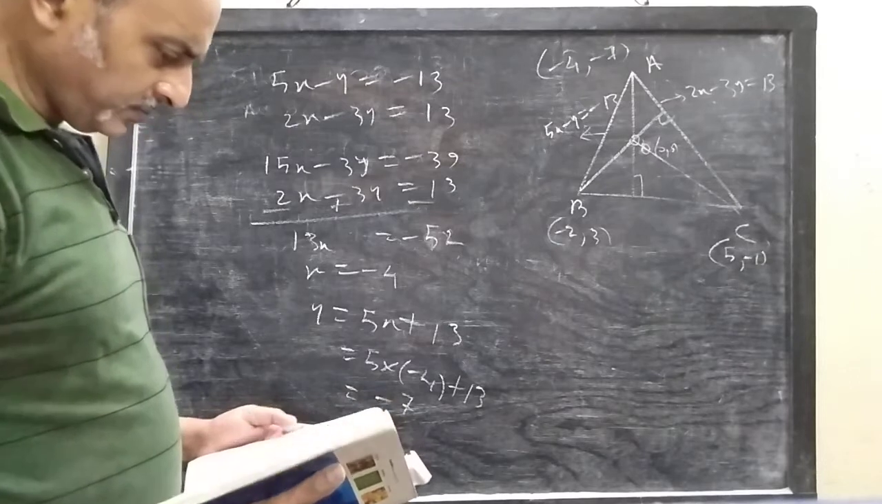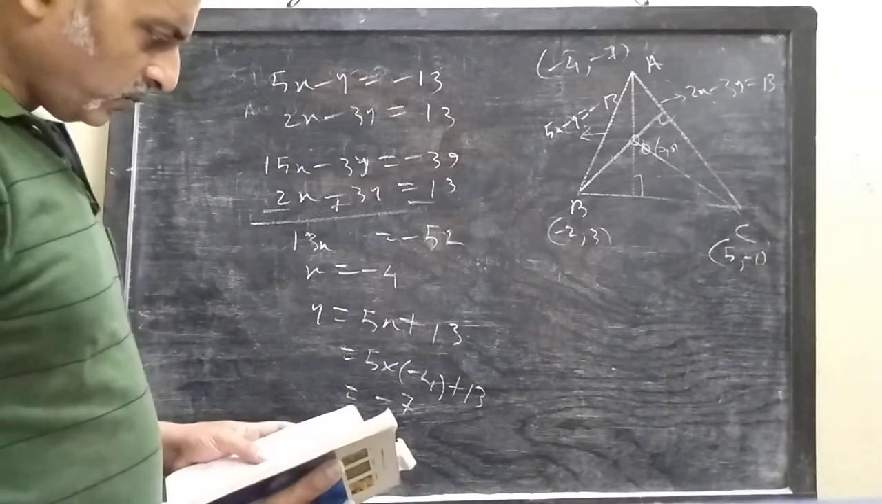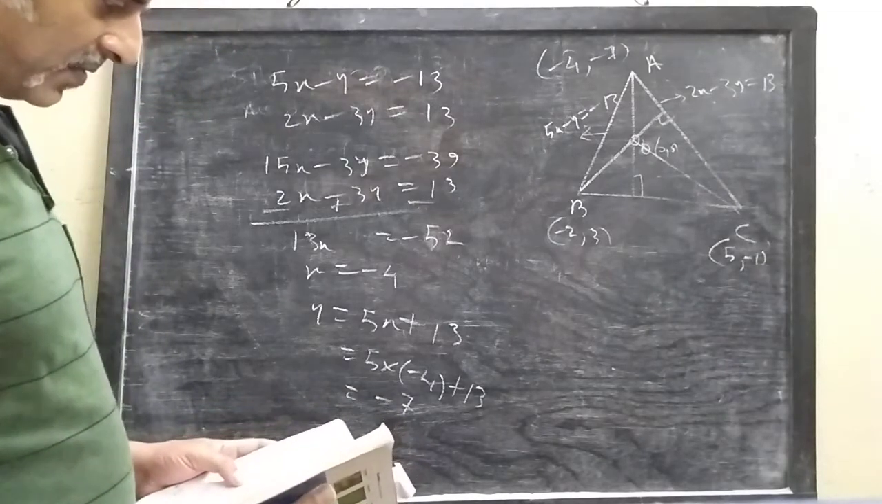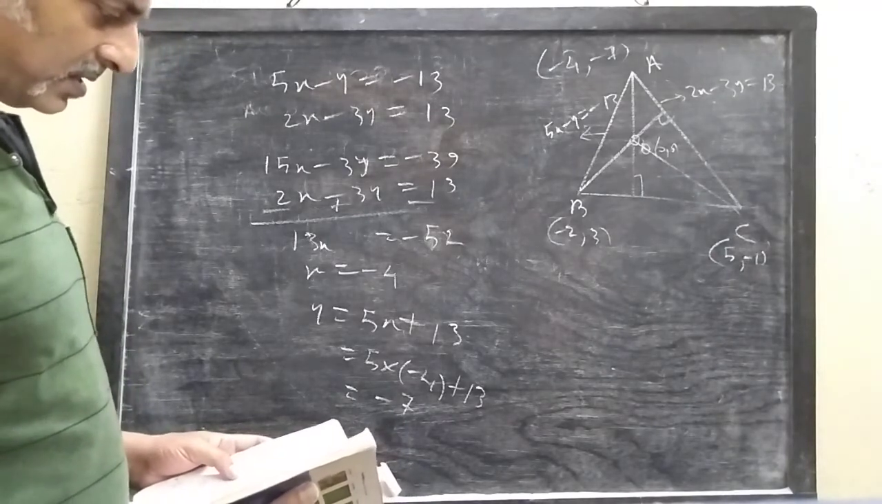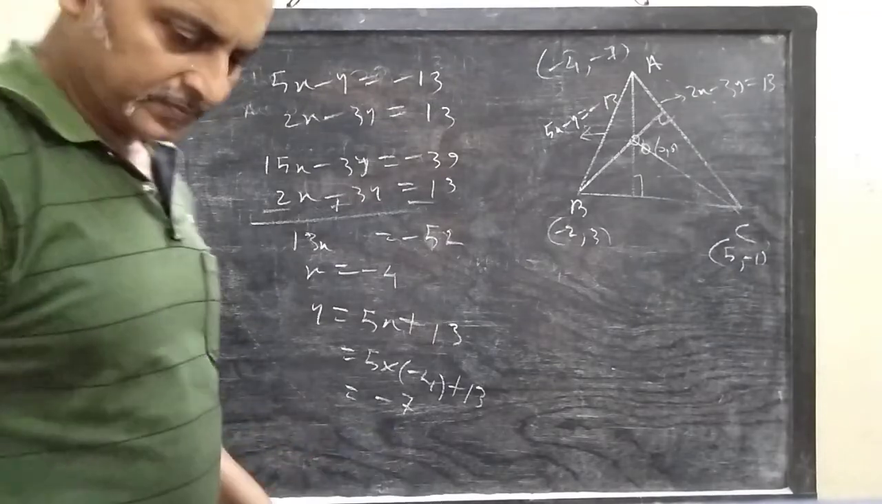Next question. Two sides of an isosceles triangle are given by the equations. Its third side passes through the given point. Determine the equation of the third side.